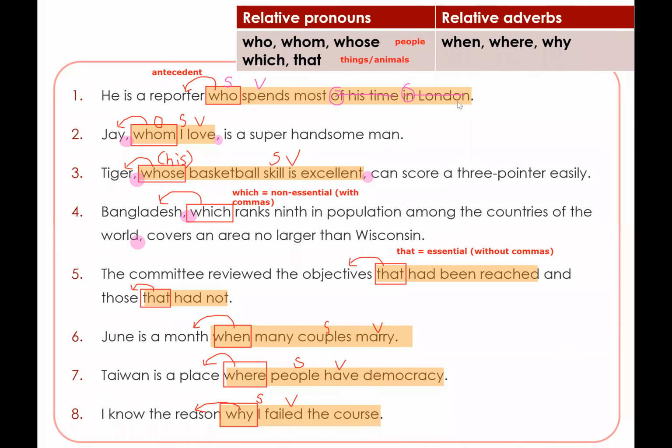Okay, so that is it for our lesson today. What I want you to remember for this lesson is that an adjective clause can be essential or non-essential. It can modify people, place, things, time, reason, and it always starts with something we call a relative pronoun or a relative adverb.